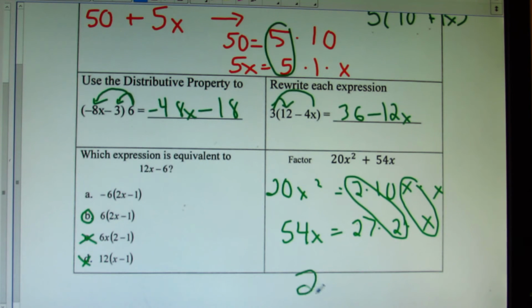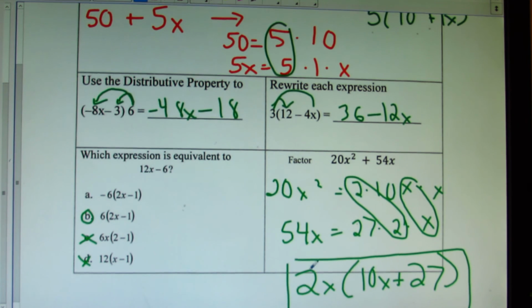Wow. So 2x is going to go in front of the parentheses, leaving a 10x in front here and a 27 over here with an adding sign in between. Now I know I'm done, and I know I factored this completely because nothing else goes into 10 or 27. So my final answer is 2x times 10x plus 27.